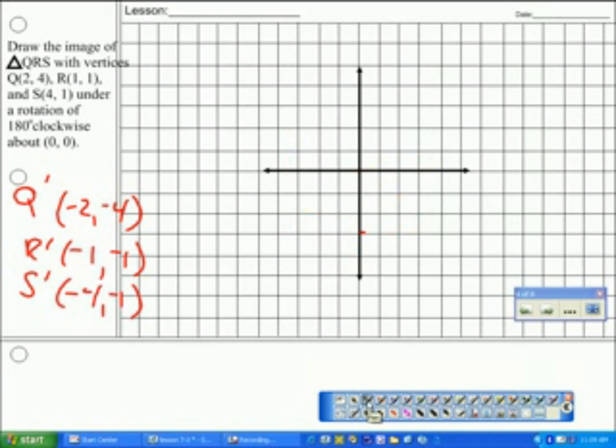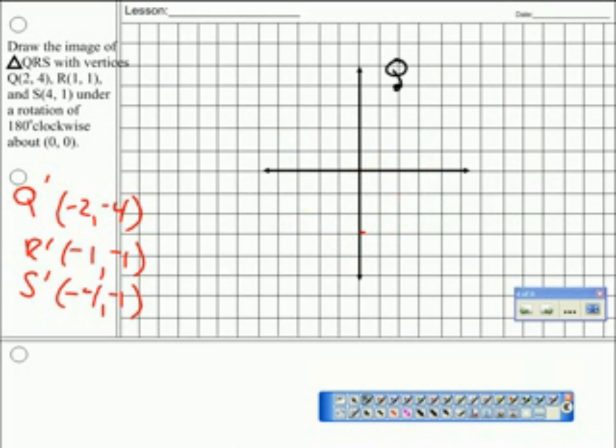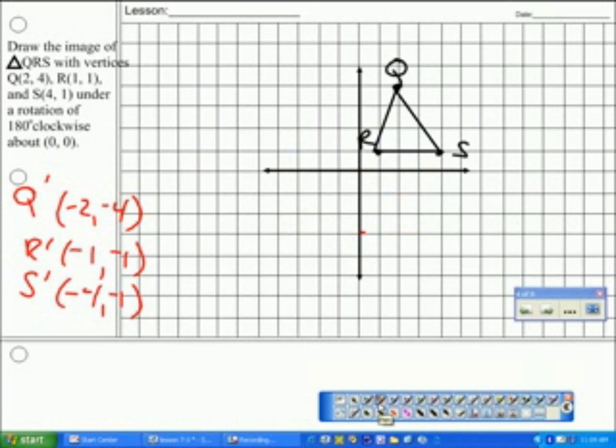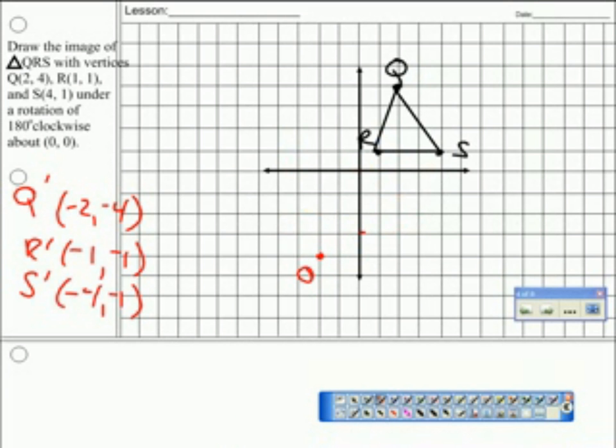All right, my original Q is at 2, 4. R is at 1, 1. And S is at 4, 1. Q prime is at -2, -4. R prime is at -1, -1. S prime is at -4, -1.